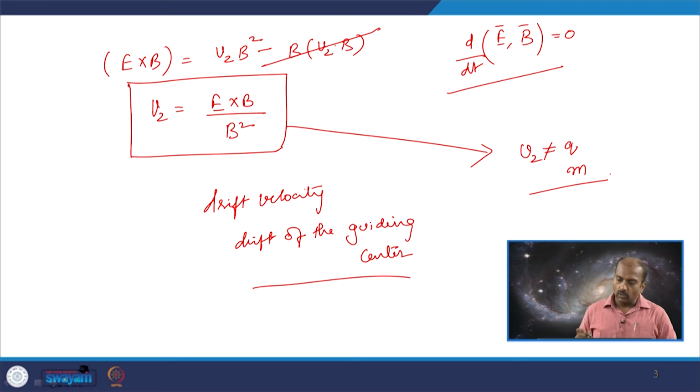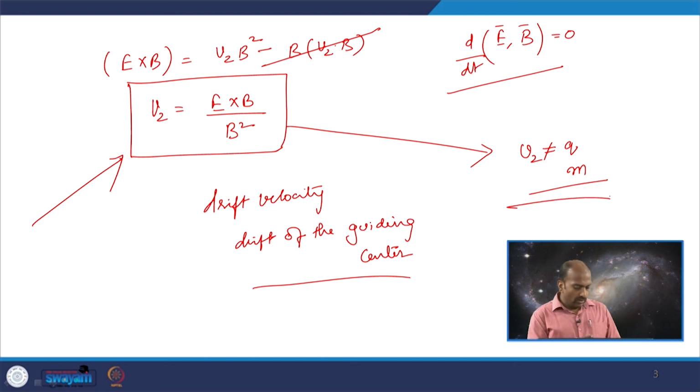Now, in this case, it is not like that. In this case, it is the velocity, that is the drift velocity, that is independent of the charge and mass of the particle. Okay. So, this was something about the charged particle movement in the presence of electric and magnetic fields.